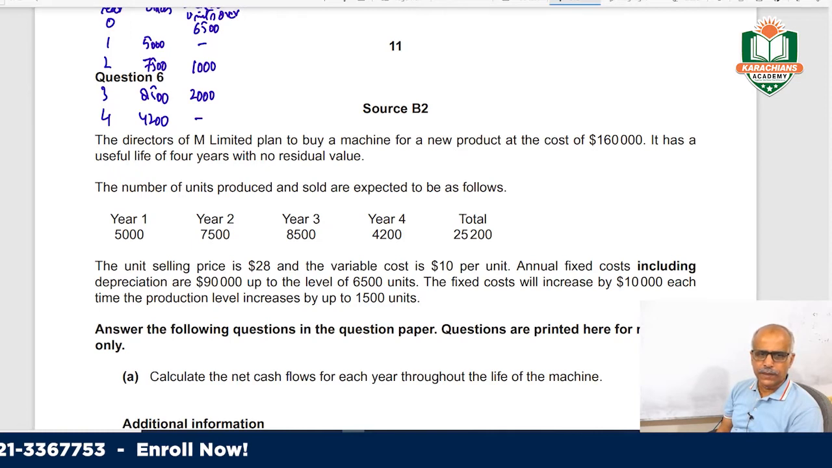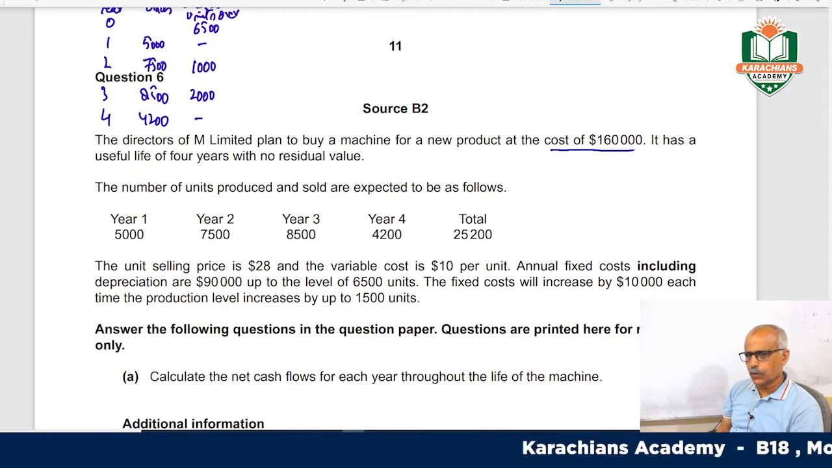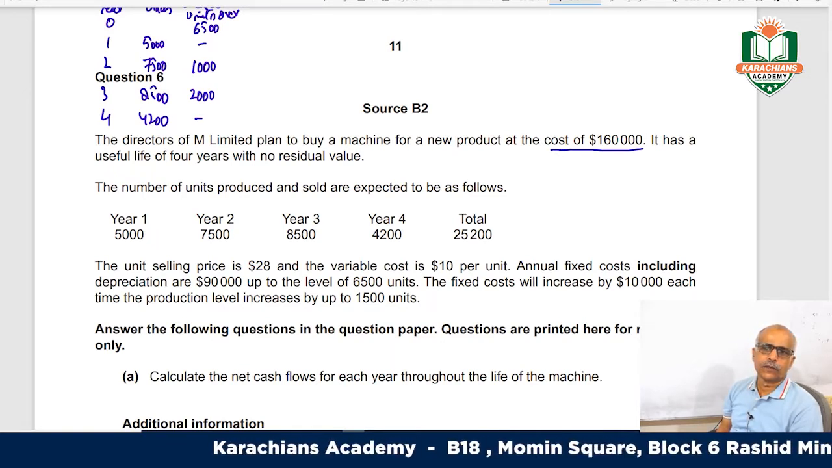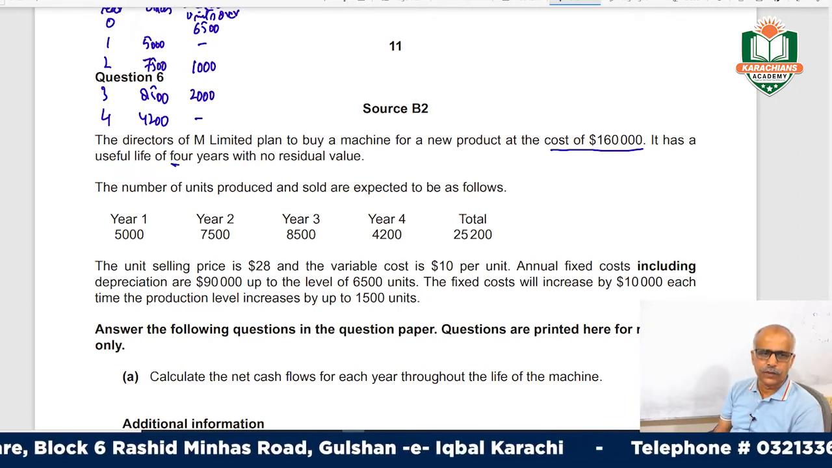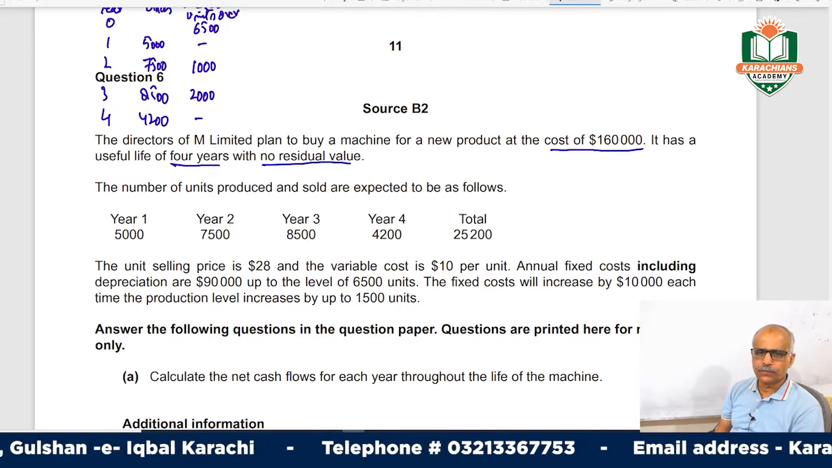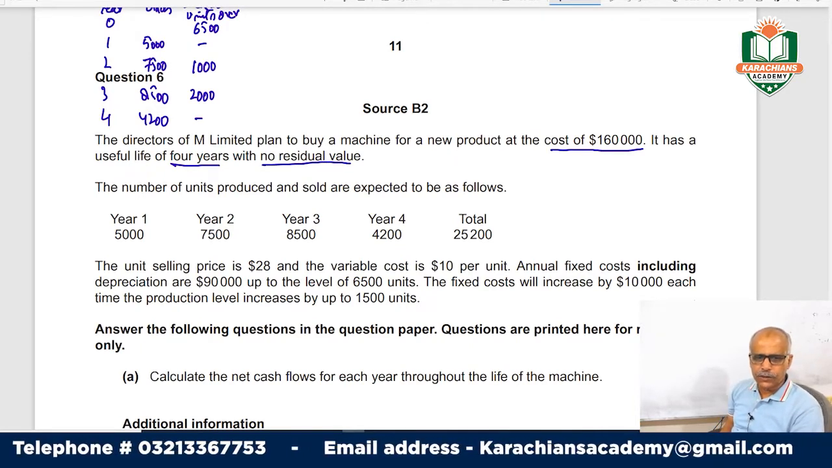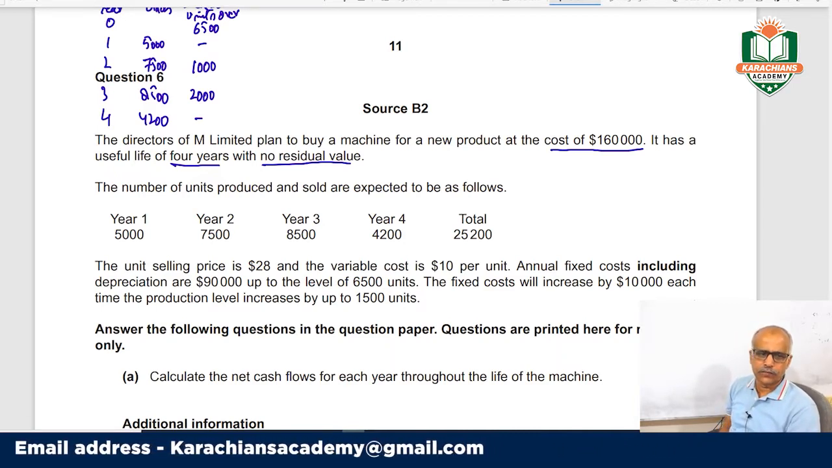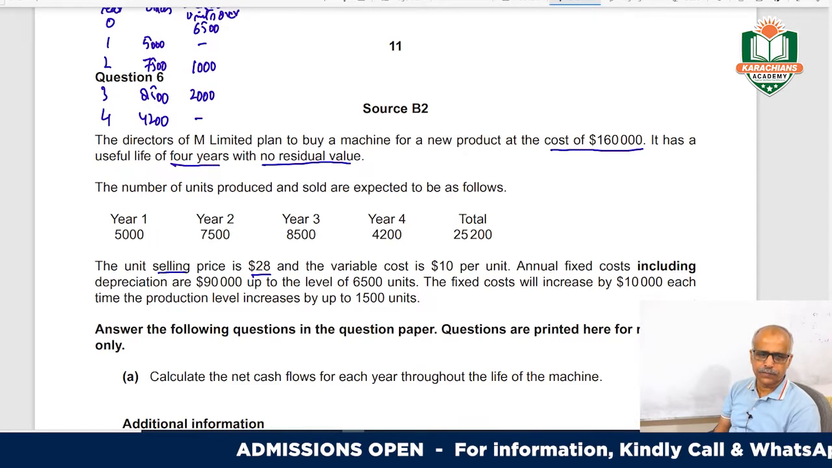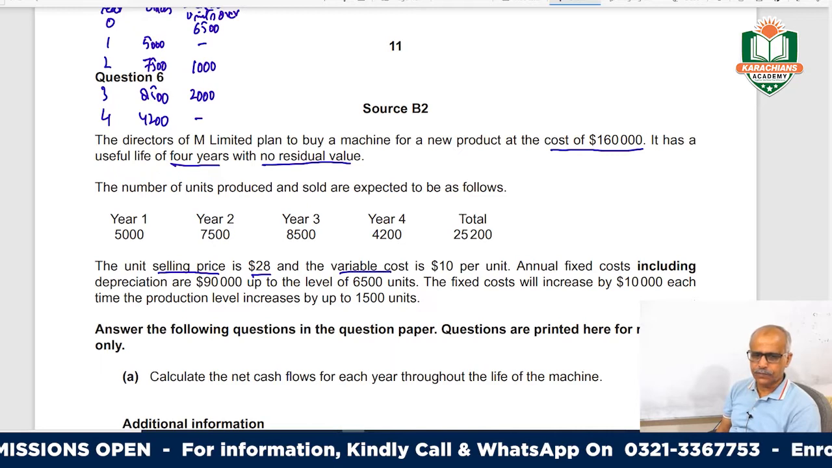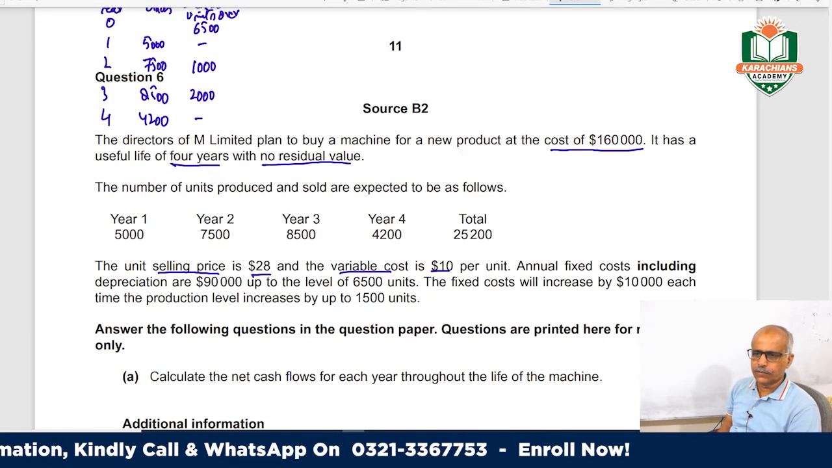The directors of M Limited plan to buy a machine for a new product at a cost of rupees 160,000. Students, always remember to keep highlighting the key points. It has a useful life of 4 years, no residual value. The number of units produced and sold are expected to be as follows. They have given you this number, 25,400 in total over 4 years. The unit selling price is $28, and the variable cost is $10 per unit.